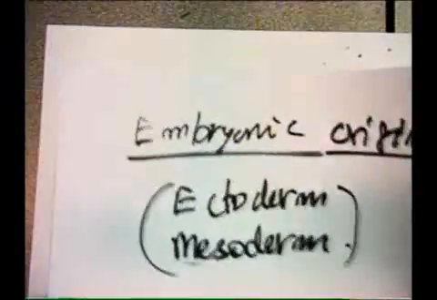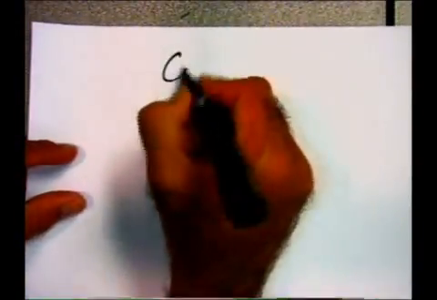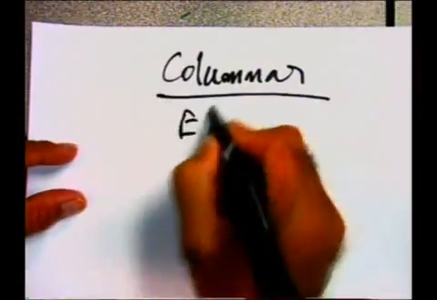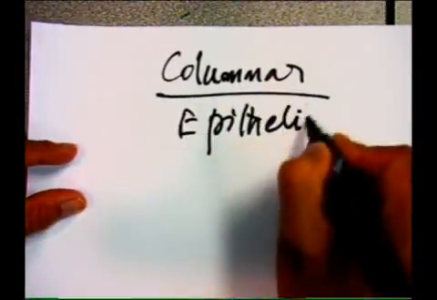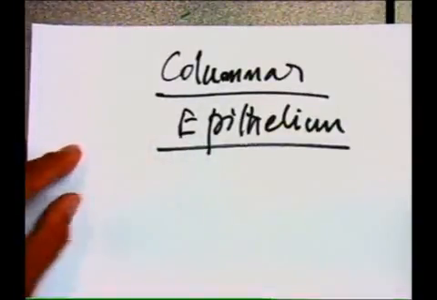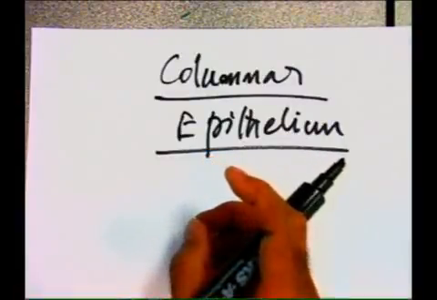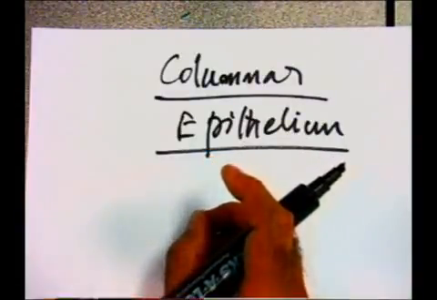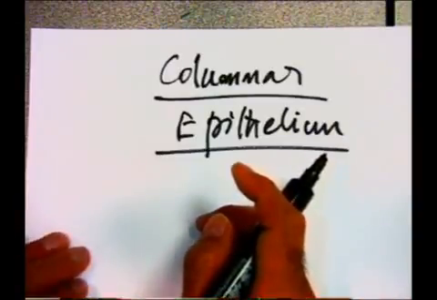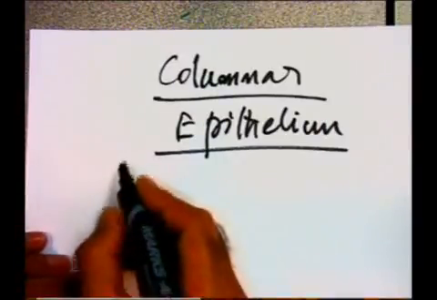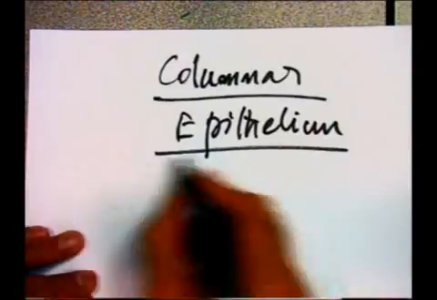The next type of epithelial tissue we have to discuss is the columnar epithelium, C-O-L-U-M-N-A-R. We have covered two types of epithelium so far. The first is the squamous epithelium. The second is the cuboidal epithelium, with its different types. Now we are going to discuss the columnar epithelium, and there are 4 types of columnar epithelium. We will discuss them one by one.